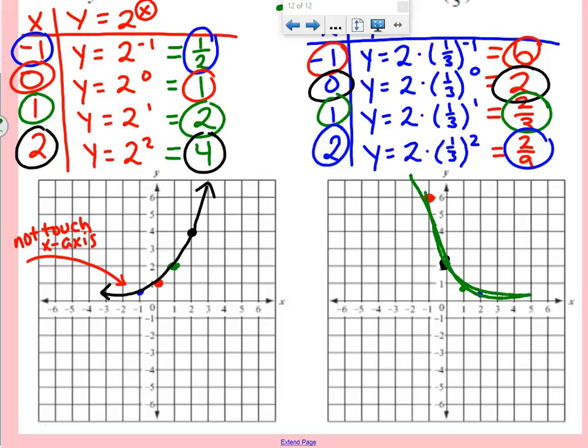It's our exponential decay. We had a fraction for our b, so this is what a decay function looks like, and this would be what a growth function looks like.